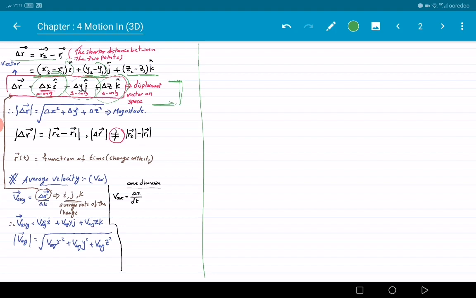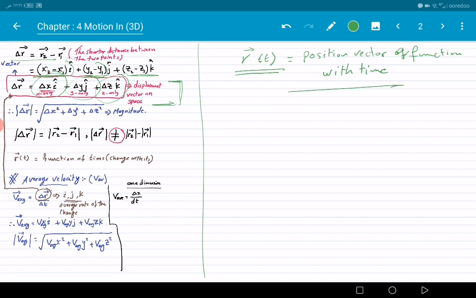If this position vector R is changing with time, as a function of time, so that means this equation for the position vector is a function of time.